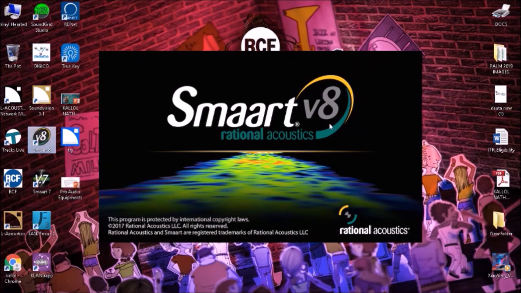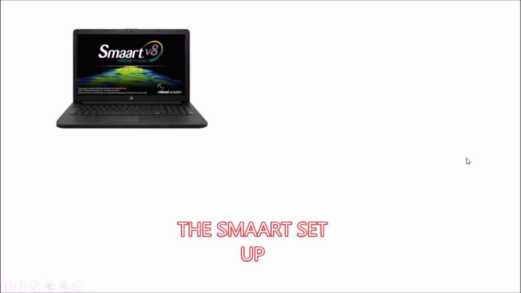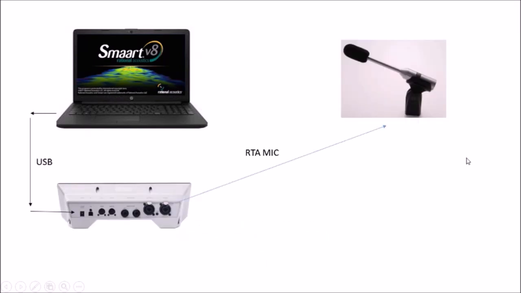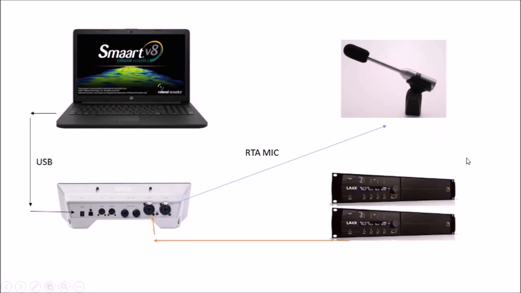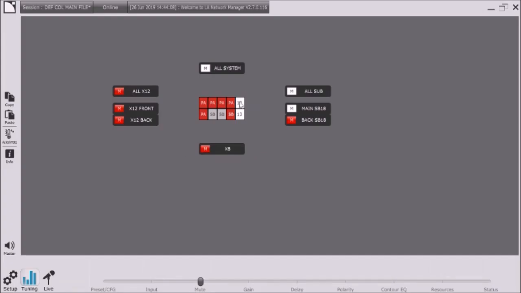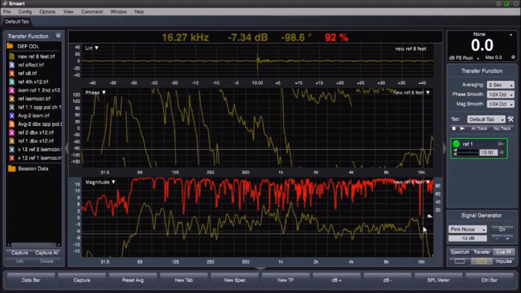I have a very basic SMAART setup here. My laptop is connected via USB to my sound card, that's my Lexicon U22. The first channel of the Lexicon has my RTA mic, that's my ISEMCON, and the link out of the second amp is coming as my reference. The outputs of the Lexicon are going to the first amp, and the first amp is directly linked with the second amp. It's an analog setup.